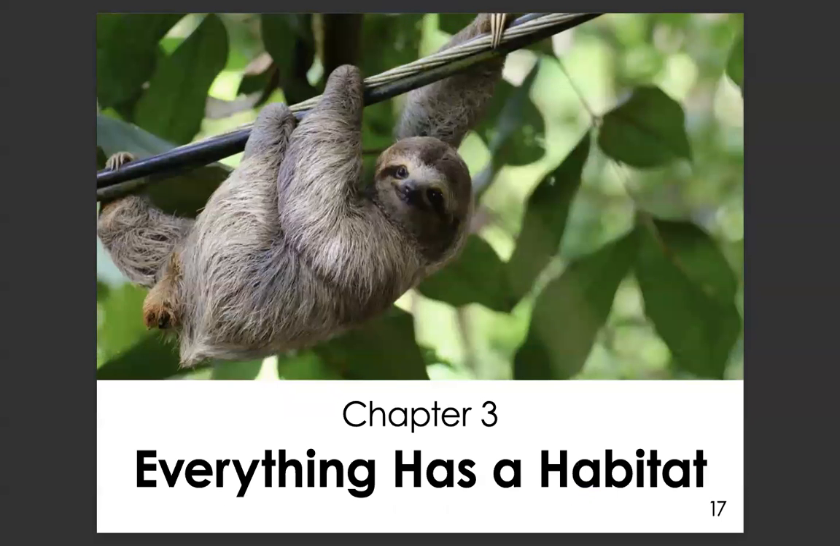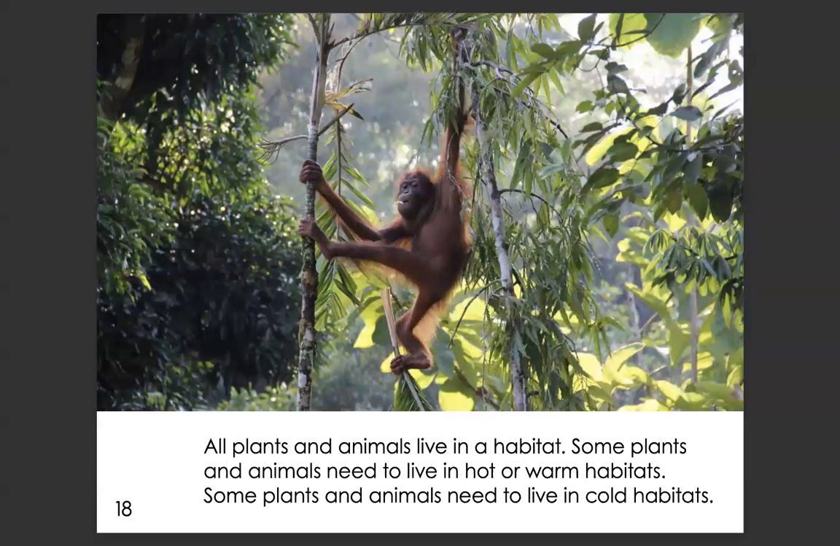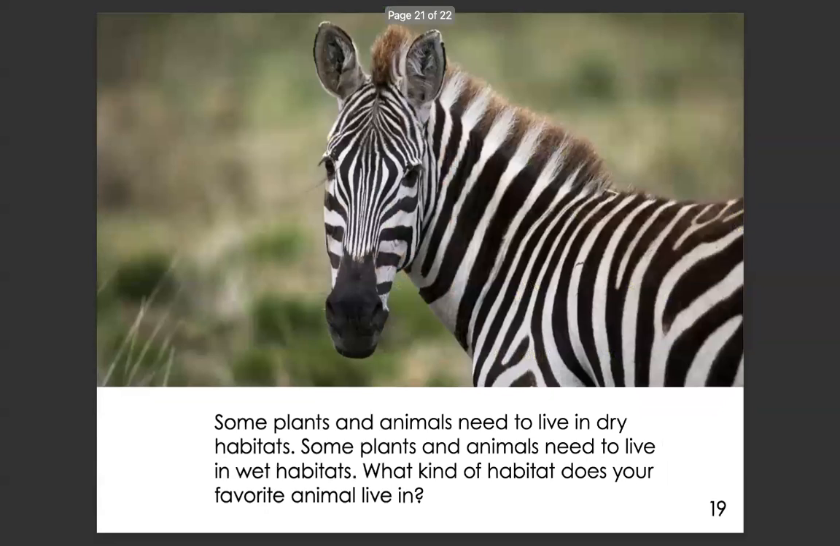Chapter 3. Everything has a habitat. All plants and animals live in a habitat. Some plants and animals need to live in hot or warm habitats. Some plants and animals need to live in cold habitats. Some plants and animals need to live in dry habitats. Some plants and animals need to live in wet habitats.